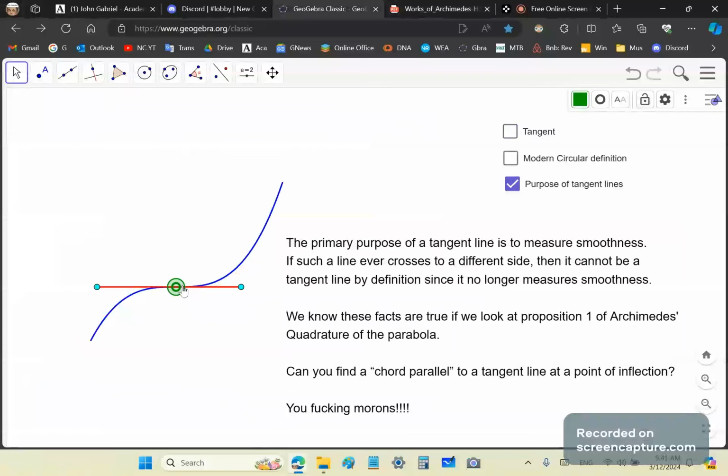So we know these facts are true if we look at proposition 1 of Archimedes' Quadrature of the Parabola. Can you find a chord parallel to a tangent line at a point of inflection? No, you can't.